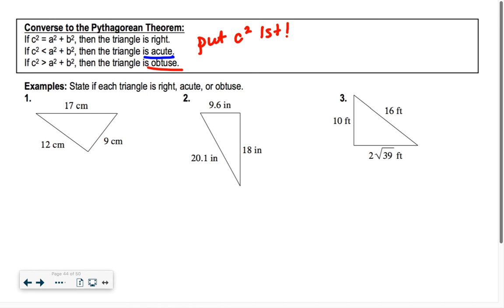So which one would be our c in number 1? What's the biggest side? 17. So we're going to start it out with 17 squared, and we're going to see what happens here. So I'm going to do like a little box with like a question mark. Is it equal? Is it greater than? Is it less than? And we have 12 squared plus 9 squared. So 17 squared, does anybody know their squares?